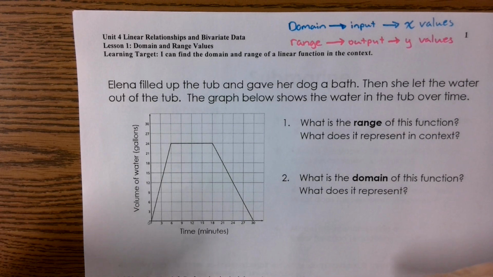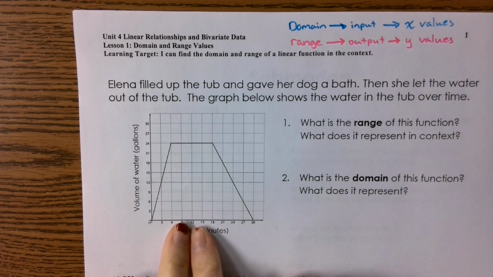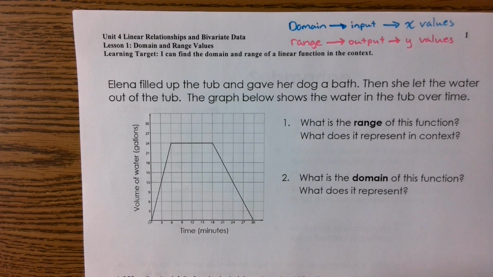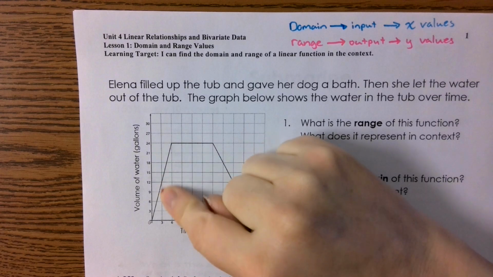So these are what we're talking about, that there are specific values that represent your domain, your minutes in this case, and your range, the amount of water that's in that tub.